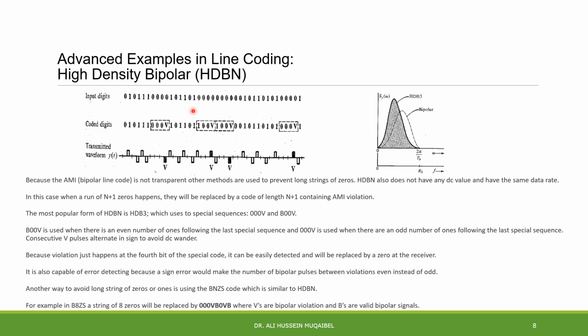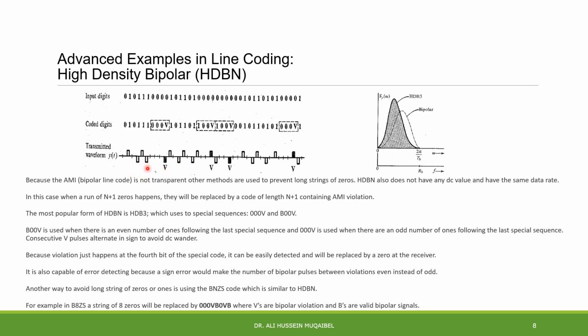Because we're just giving the basics. What you see in real life could be another example. So this is called HDBN. It basically alternates between, it's a bipolar example where you have positive and negative. To avoid long sequences of zeros, we are using some violations. So violations means we are violating the sequence.